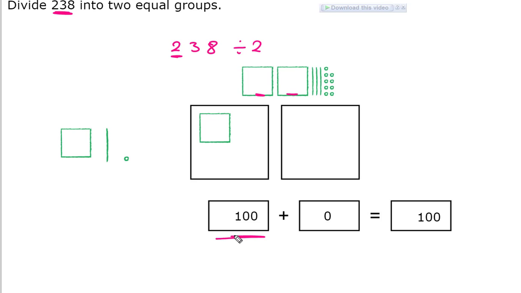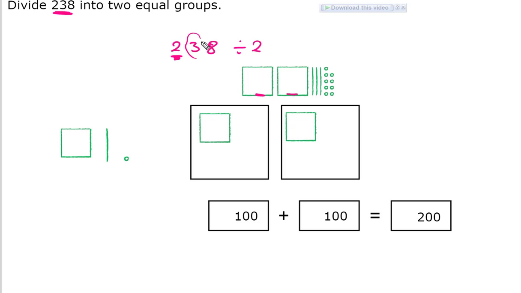Can you see down here? What happened down here? It's now 100. And we should put another 100 in the other group, right? Now we have 200s. So we have finished the hundreds. Let's move to the tens.